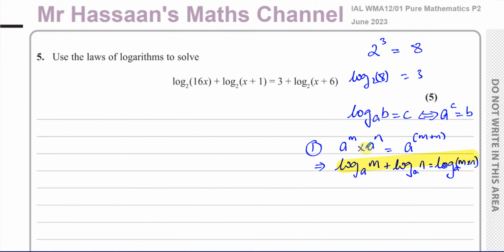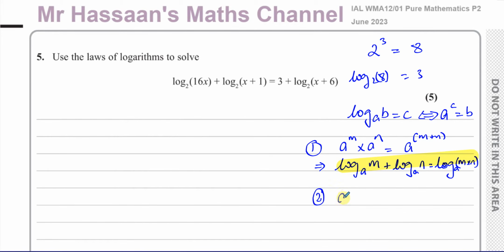Just like when you multiply two numbers in index form, you can combine the powers by adding, if the bases are the same only. The same thing applies here: if the logs are to the same base, and you have log to the base of something plus log to the same base of something, you can add those two together and combine them into one logarithm. It's based upon this law. That's the first law of logarithms.